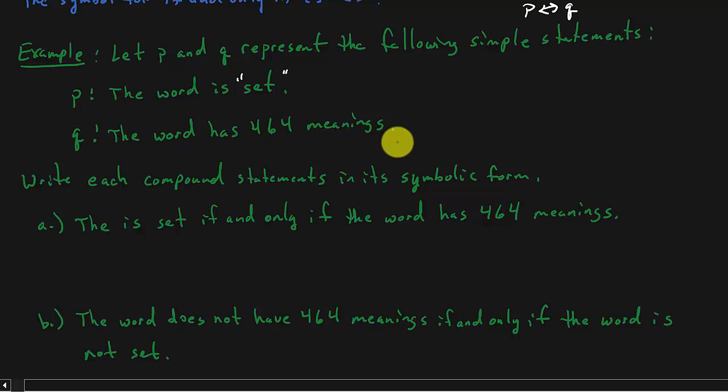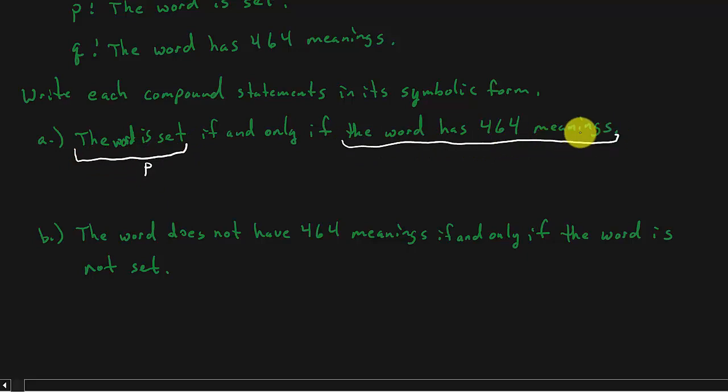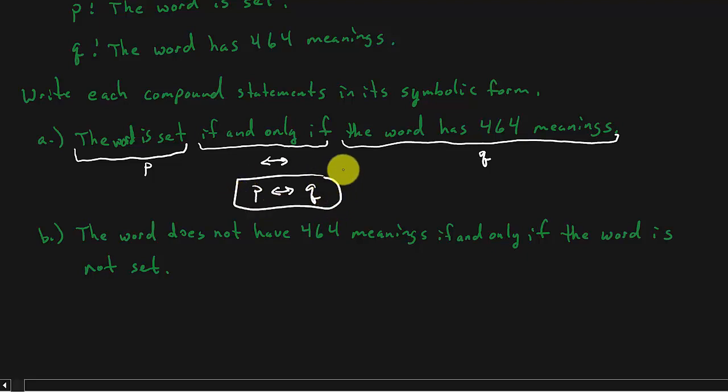Write each compound statement in its symbolic form. It says: the word is set if and only if the word has 464 meanings. So the word is set, that's P. The word has 464 meanings, that's Q. And then we've got our if and only if, there's our symbol. And so symbolically, it would look like this.